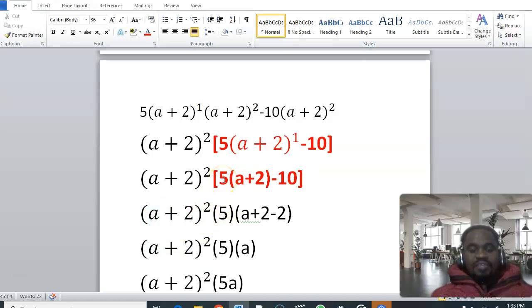Now, what's the number that can divide 5 and 10 without a remainder? 5. So into bracket, I can write 5 as a factor. 5 divided by 5 is 1, so it's going to remain a plus 2. Then 5 divided into 10, how many times? 2. That is 5 times 2 will give us 10.